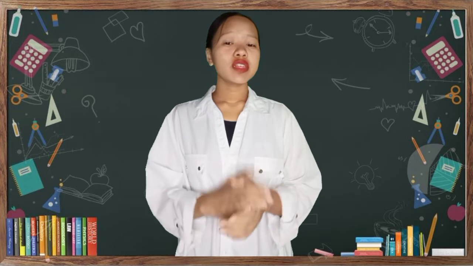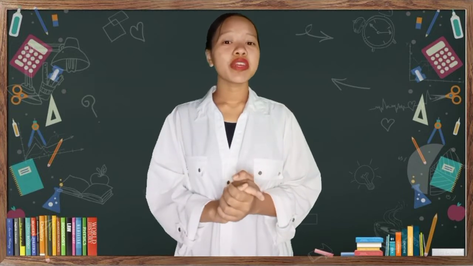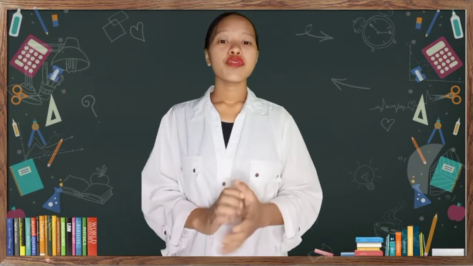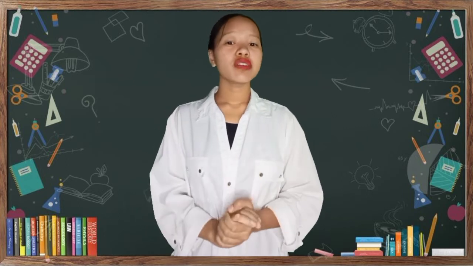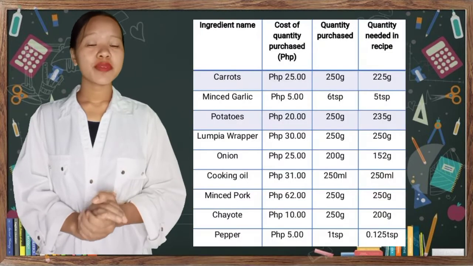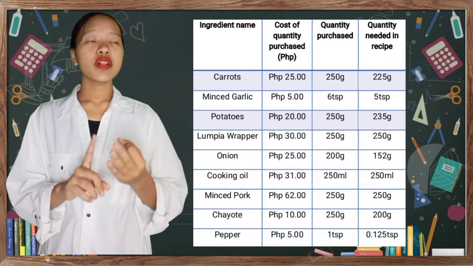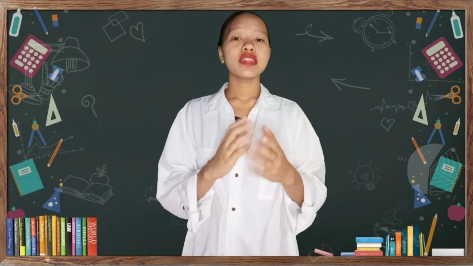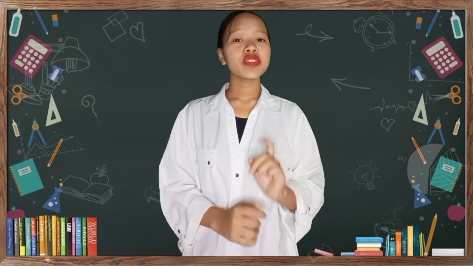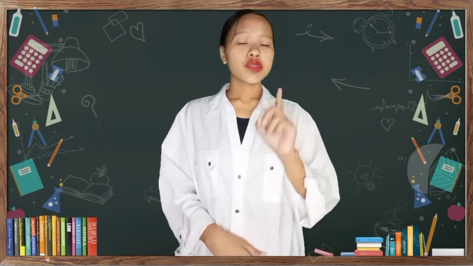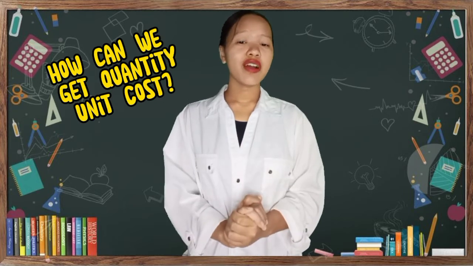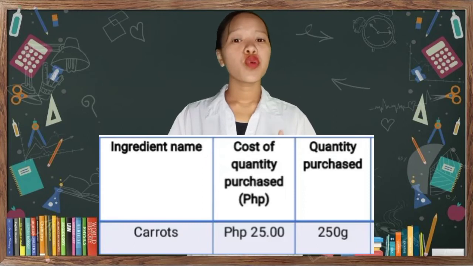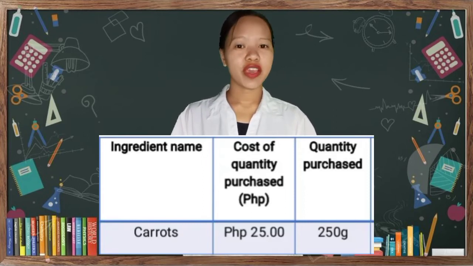Third, let's find out the cost of each ingredient, and this might be based on looking at the receipt. Fourth, after finding out the cost, let's put it down under the cost of quantity purchased, the quantity purchased, as well as the quantity needed in the recipe. After listing down the cost and the quantity needed in the recipe, let's proceed to quantity unit cost. So how can we get the quantity unit cost? In order to get that, we have to divide the cost of quantity purchased by the quantity purchased.